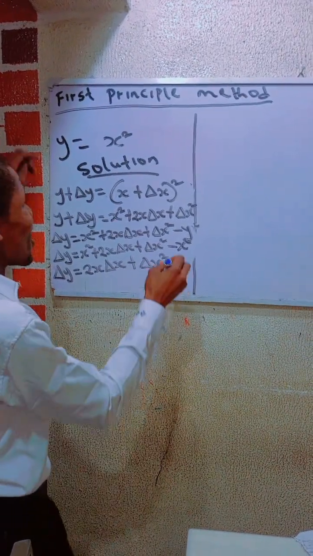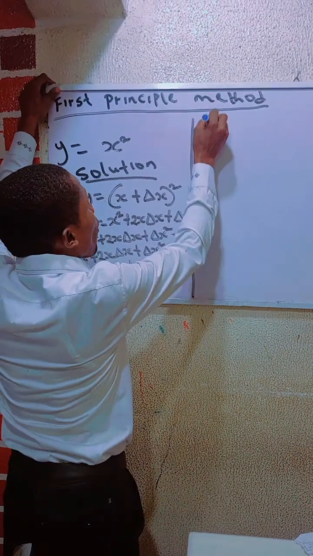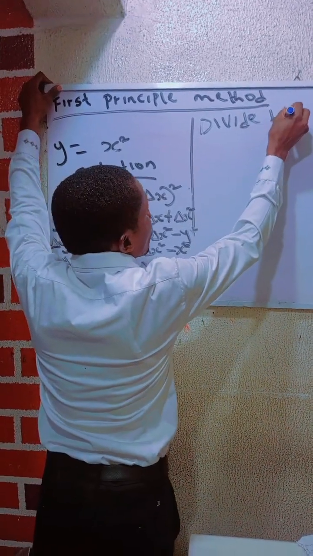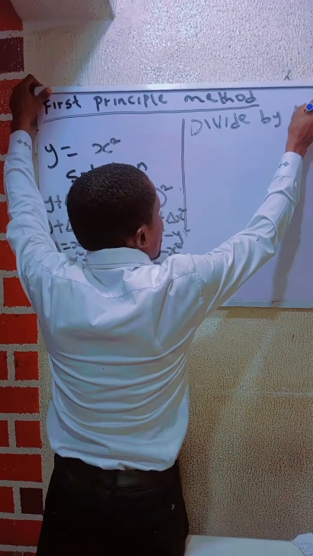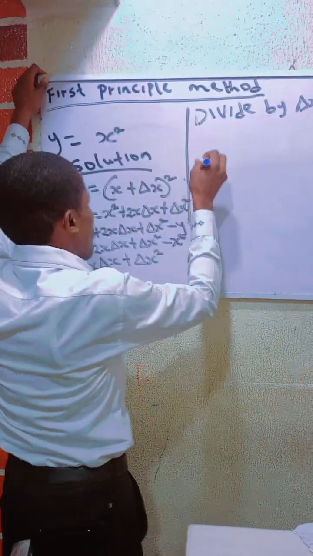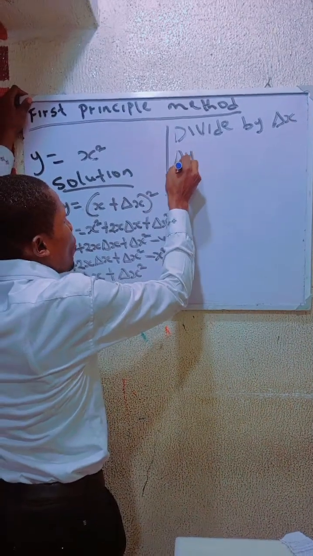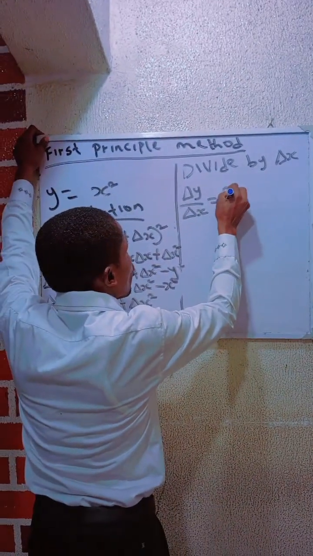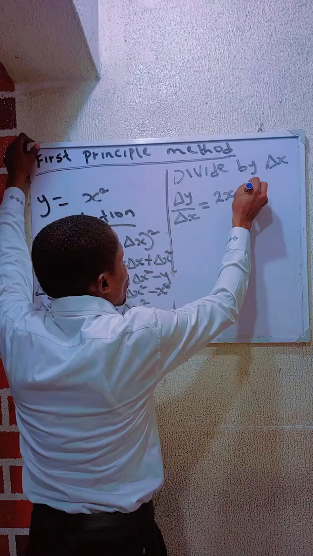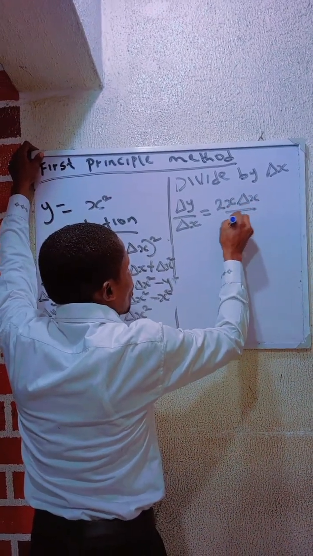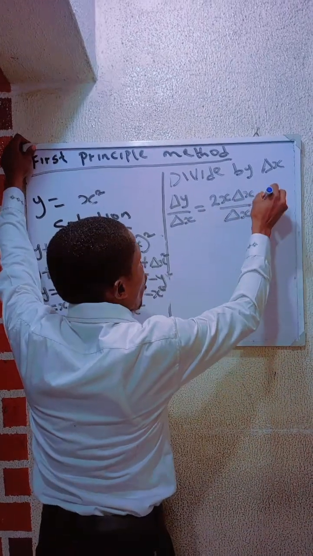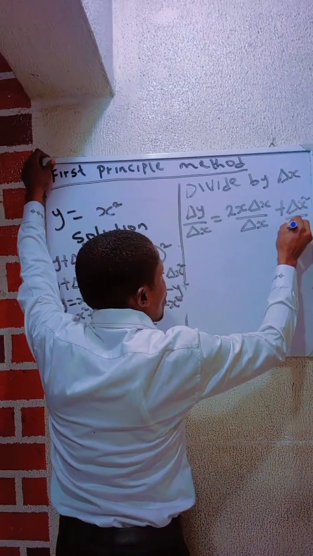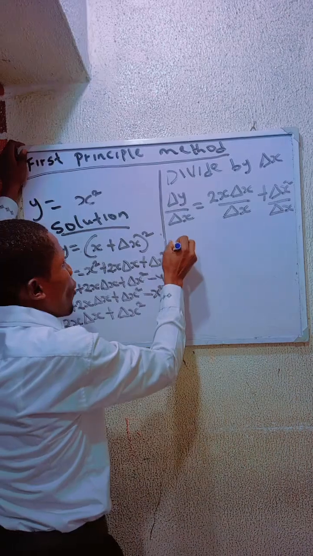Are we together? Now at this point you divide both sides by change in x. You divide both sides by change in x. So it means we are going to have change in y all over change in x is equal to 2x change in x divided by change in x, plus change in x all squared divided by change in x.